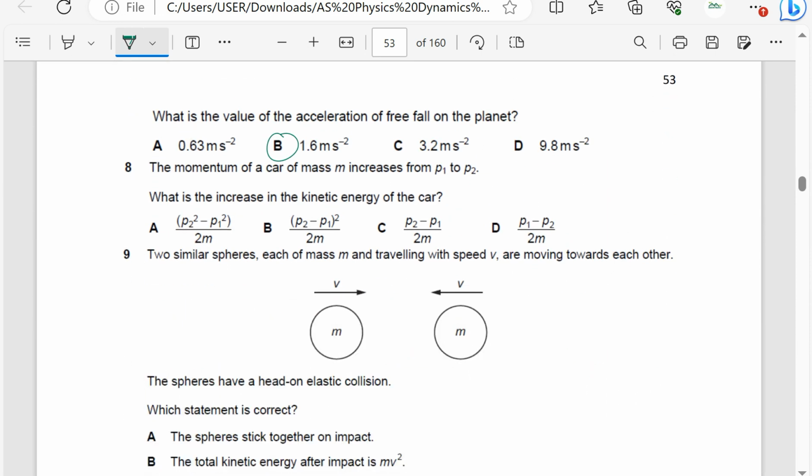The momentum of a car of mass m increases from P1 to P2. What is the increase in the kinetic energy of the car?